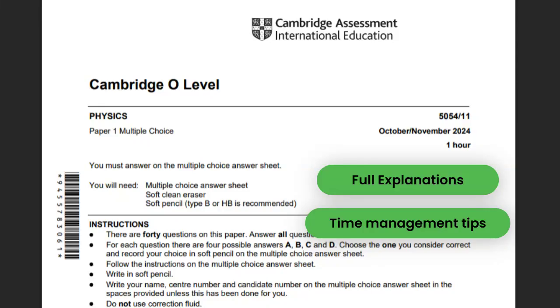Today we're solving part 2 of Physics O-Level past paper where I'll be solving questions 21 to 40. And this is paper 1 variant 1 from October-November 2024.